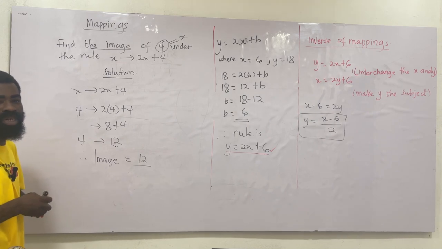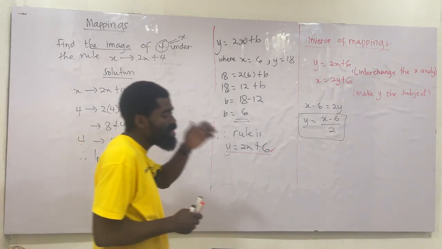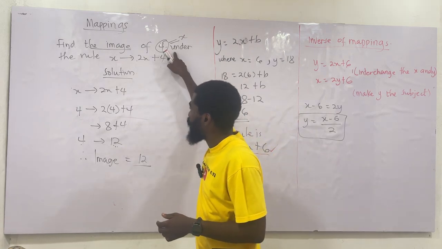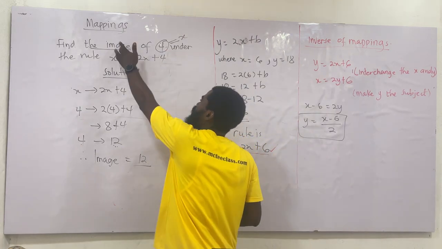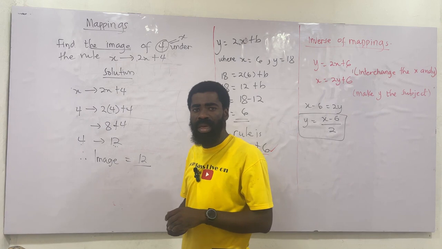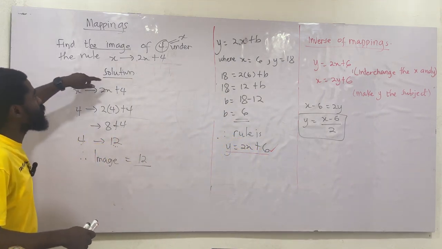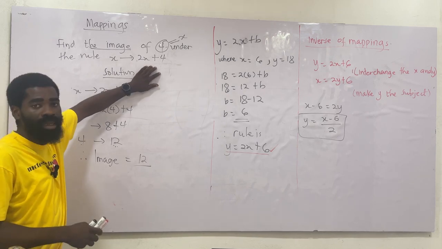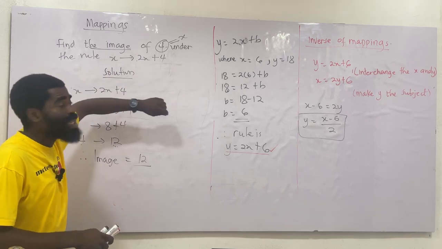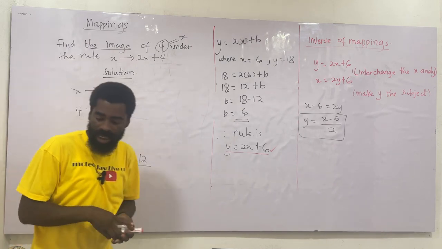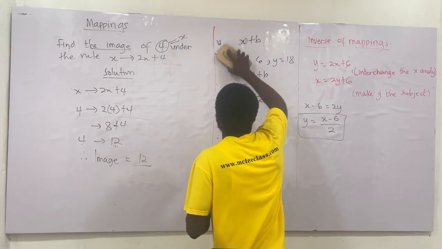So don't get confused. When the question is given to you, your main thing is that, what do I have? I have domain, which is an x value, and a rule. That means automatically you have to find the image. I hope you get the point I'm making here. If the question says that the image of the mapping of the rule is this, the image is that, and the rule, that means you have to go and find x.